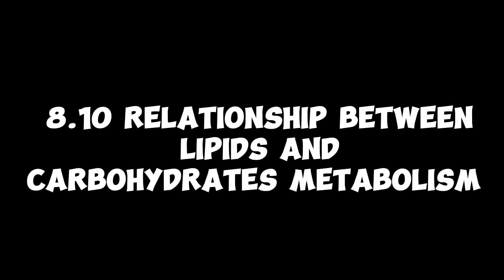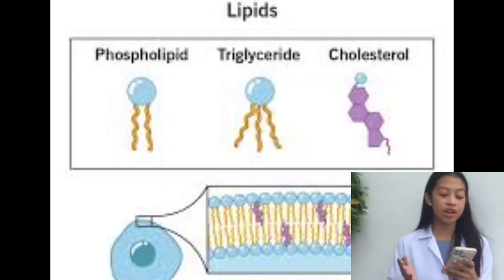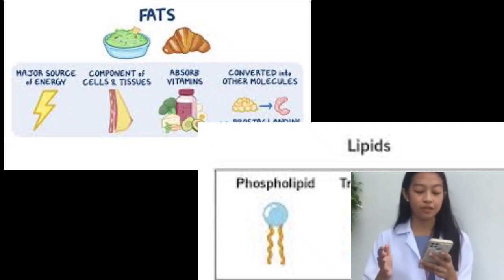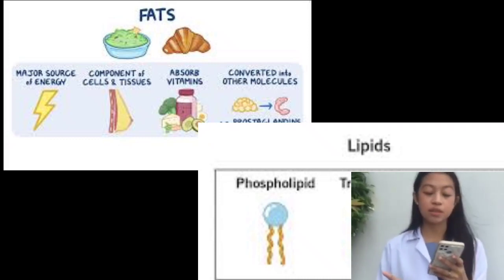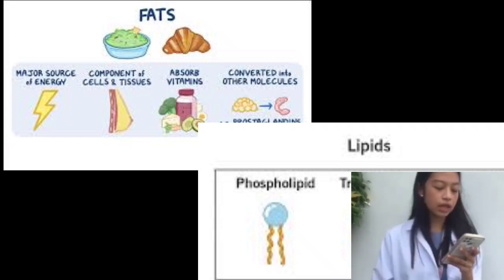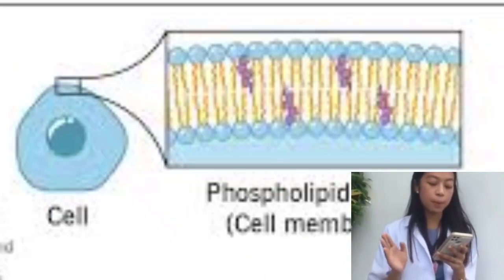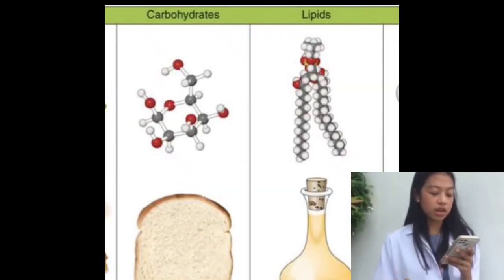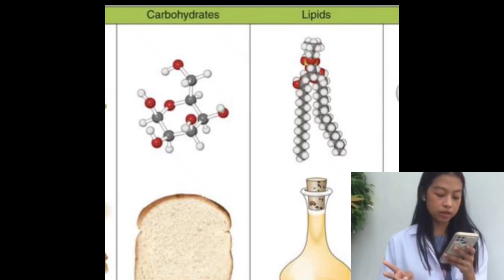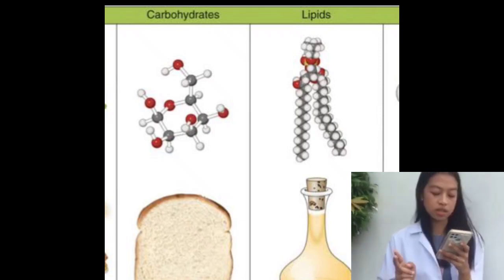Relationship between lipids and carbohydrates metabolism. Fats and lipids are essential components for the homeostatic function of the human body. Lipids contribute to some of the body's most vital processes. Lipids are an essential component of the cell membrane. Lipids and carbohydrates are 2 of the most important biomolecules in our body.